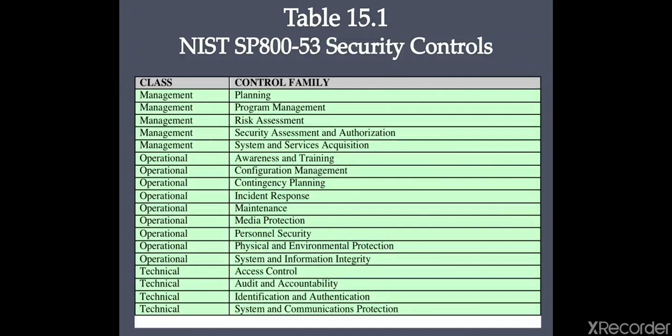These are examples of some controls, and which of the three classes we have just mentioned they belong to. For example, risk assessment is under the management class. Awareness and training is under the operational class. Maintenance is again under the operational class. Whereas access control, audit and accountability, and authentication are technical controls.